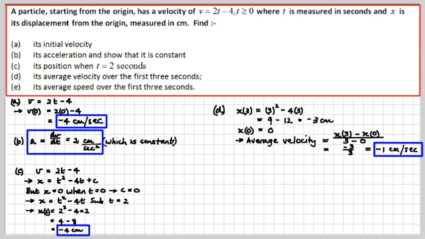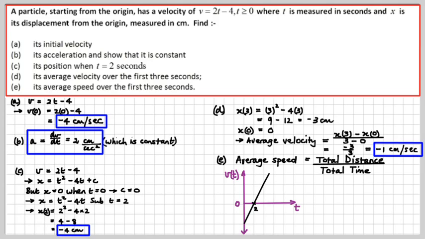Yes? Now here comes the crunch. This is the one I really want you to watch: the average speed over the first 3 seconds. Now the average speed is just the total distance over the total time. That's a logical concept that you're used to dealing with. If you went on a trip somewhere, you'd divide the total distance by the total time to get the average speed, wouldn't you? But the problem with this little beastie is that it changes direction.